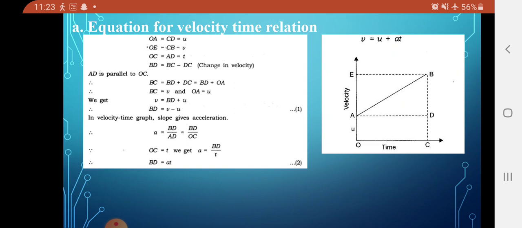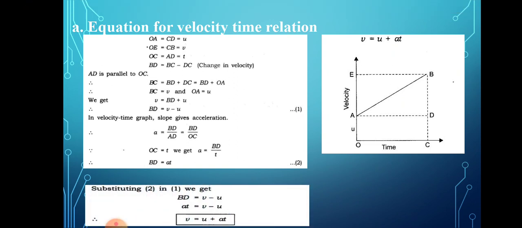So BD is equal to AT. So here by substituting equations 2 and 1, we get BD is equal to V minus U, whereas AT is equal to V minus U. So V is equal to U plus AT. So by rearranging the equation, we got the equation V is equal to U plus AT. So dear students, this is our velocity time relation equation.